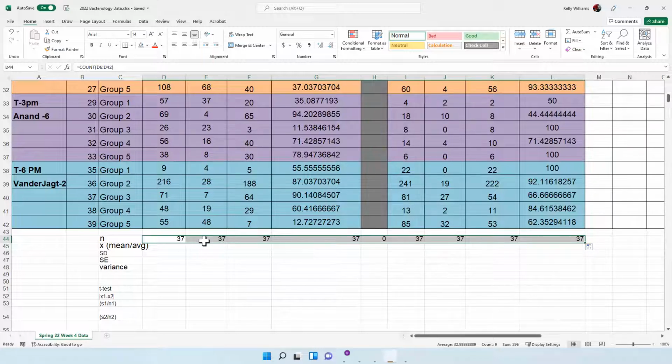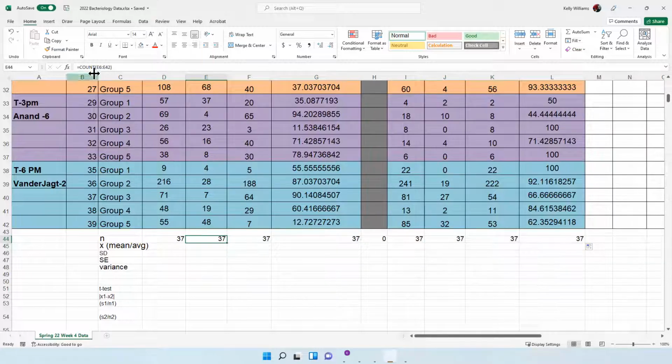Keep in mind, you might want to check on one and look up here and see that it says, okay, count E6. So here we're in column E through 42. So you actually did drag the formula over, you didn't just drag the number. With all of these other ones, it shouldn't be the exact same number, right? Our N just should have stayed the same throughout the whole experiment.